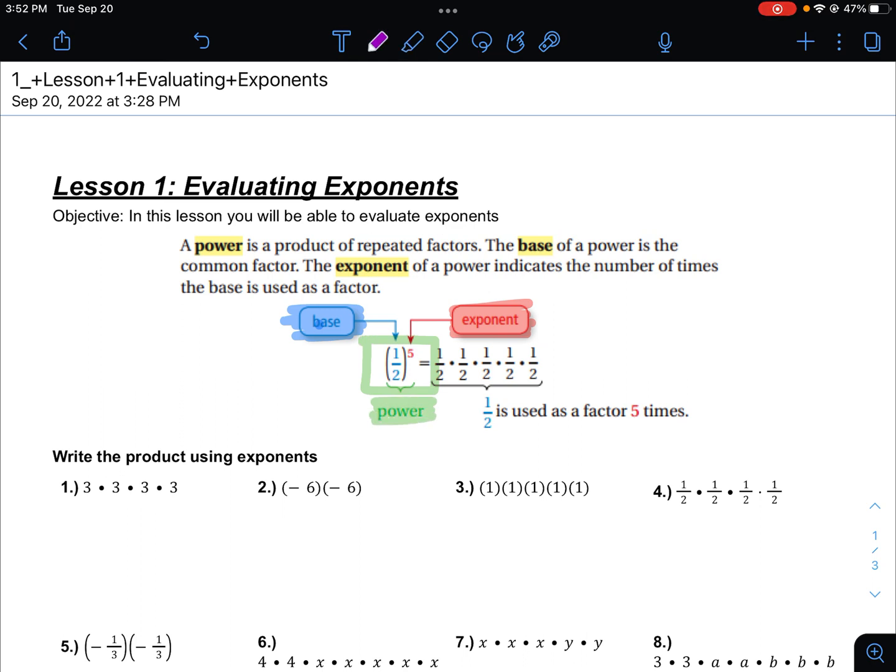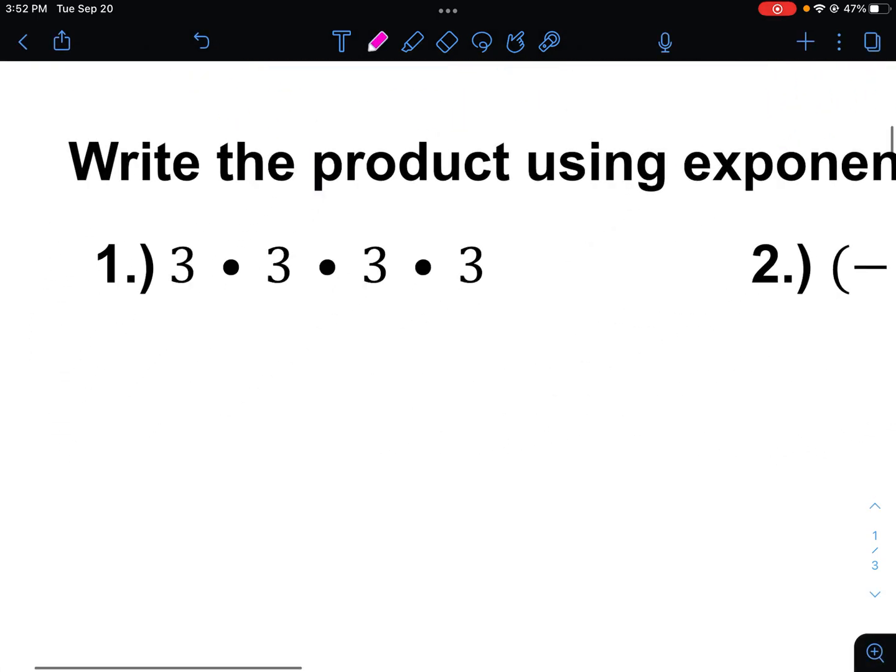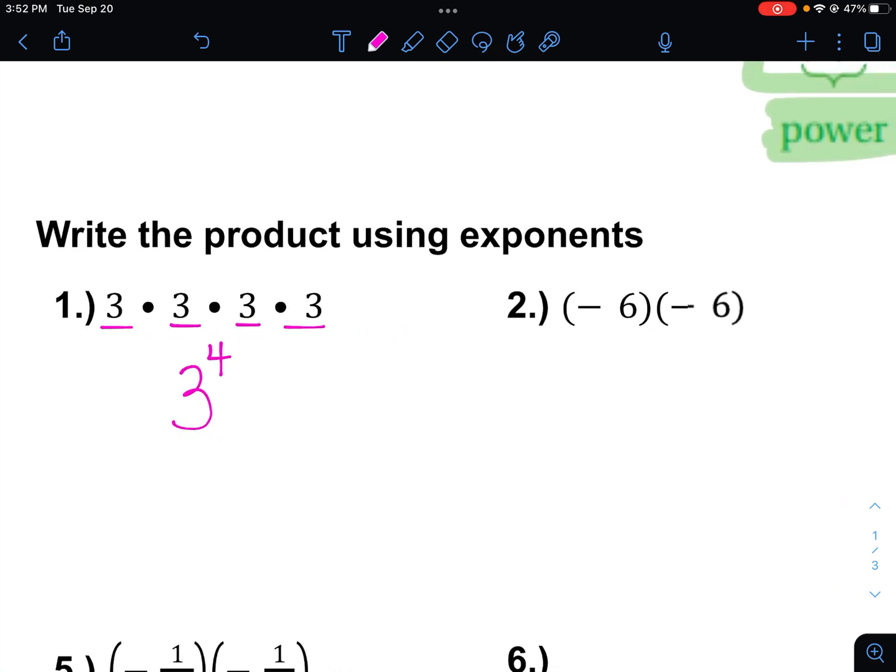So when we write these, we can include parentheses around every single one of them. It helps out a lot with those negative signs or when we have multiple things going on with our power. So we're going to start with number 1. We have a base number of 3, and then we have 4 times that 3, so we have a power, or an exponent of 4 to make this a power of 3 to the 4th.